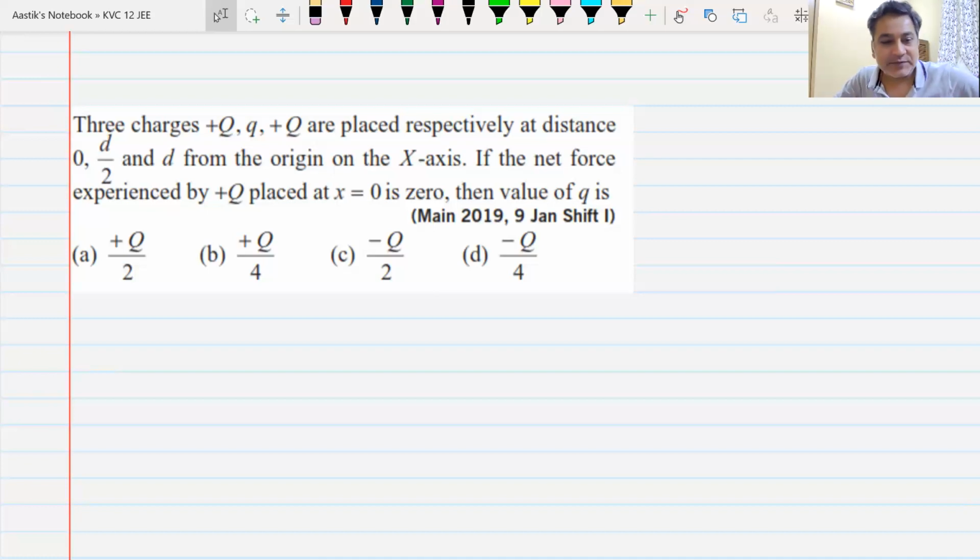Congratulations. How are you supposed to do this? I guess everyone understands this. Yes or no? Do I need to do this or do you understand this? Understood, sir. They are just in a line and you just have to find the net force for this. See, such simple questions come in JEE.